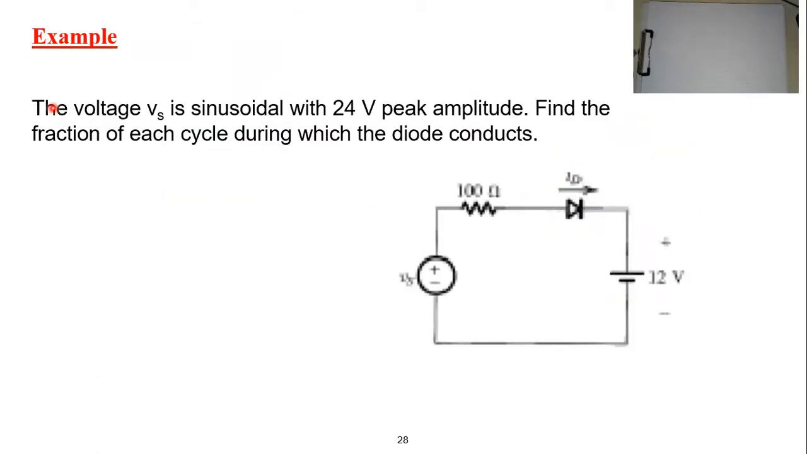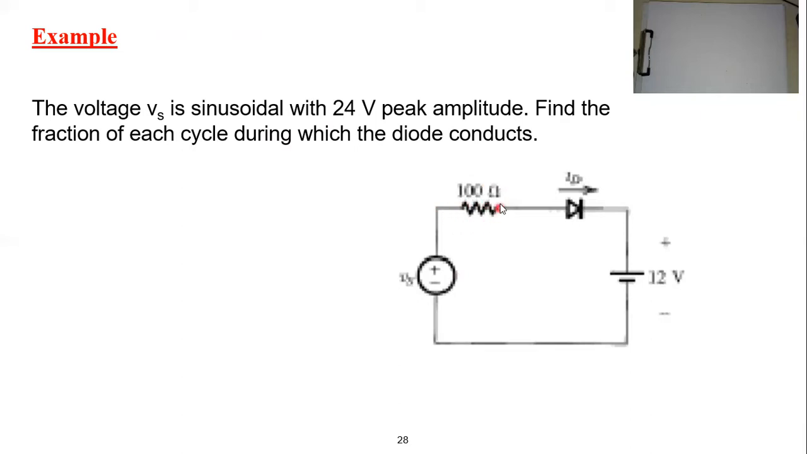Let's try to solve this problem together before going to the next step with the electrical diode. Okay, what is this problem? In this problem, we have a sinusoidal voltage source, Vs, with a 24 volt peak amplitude. Find the fraction of each cycle during which the diode conducts. Which cycle of this voltage will conduct? Here we have a diode and a source, which is 24 volts.